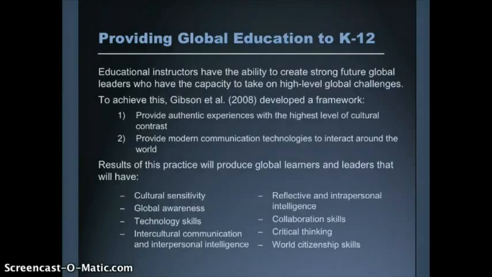To achieve this, Gibson et al. developed a framework. 1, it provided authentic experiences with the highest level of cultural contrast. Number 2, provide modern communication technologies to interact around the world. Much of this is done organically through the technology that we have on hand. Results of this practice will produce global learners and leaders that will have 1, cultural sensitivity, 2, global awareness, 3, technological awareness and skills, 4, intercultural communication and interpersonal intelligence, 5, reflective and interpersonal intelligence, 6, collaboration skills, 7, critical thinking, and 8, world citizenship skills.